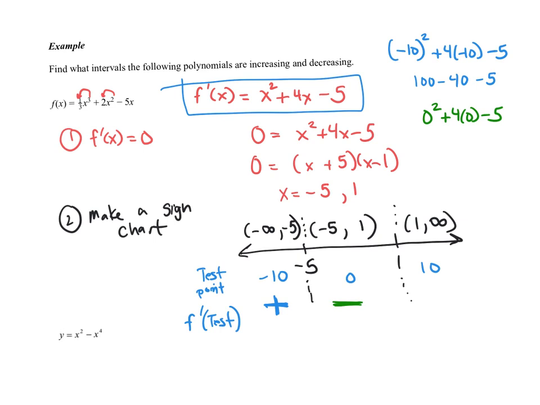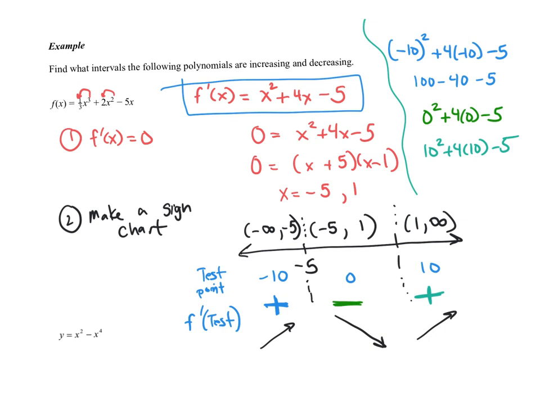And then if I plug in 10 squared plus 4 times 10 minus 5, that's definitely positive. It's 100 plus 40 minus 5, so that's positive. Now, what we know now, we have this sign chart, is anywhere where the derivative is positive, the function is increasing. So it's increasing here and it's increasing here. And anywhere the derivative is negative, the function is decreasing.